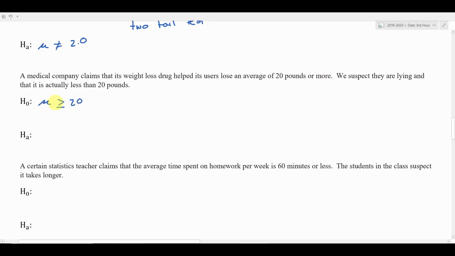Notice that I put my equal to in the null hypothesis, right? So the contradictory statement to that, right, is our suspicion that they are lying and that it's actually less than 20 pounds. So I'm going to say the alternate hypothesis here is going to be less than 20. Notice that I did not say equal to. There can be no equality in the alternate hypothesis. Since it's a less than statement, this is going to be a left tail test.